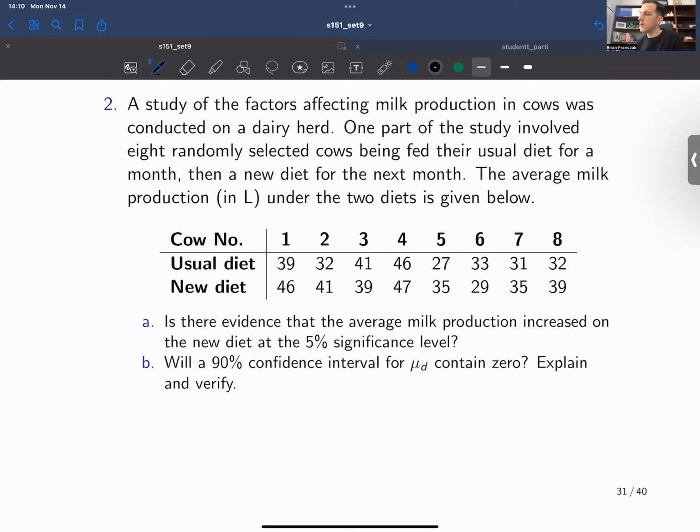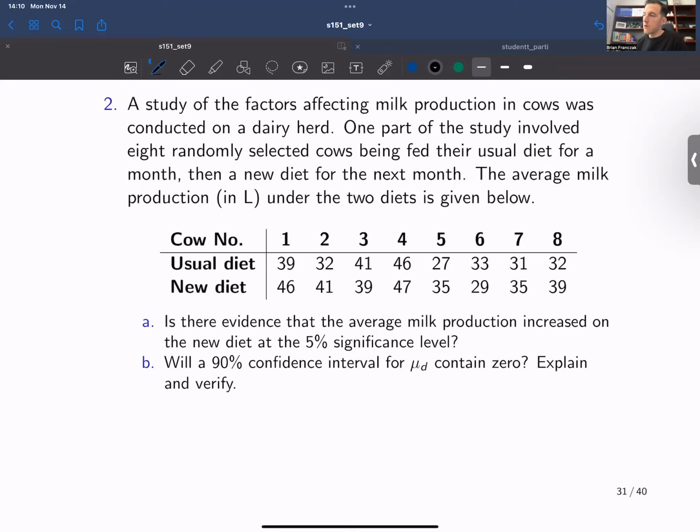In this video, we will be working through the exercise given on slide 31 of lecture set number 9. So this exercise is an example of a dependent two-sample hypothesis test. There are two sample hypothesis tests that we study in this course, the independent two-sample test and the dependent two-sample test.